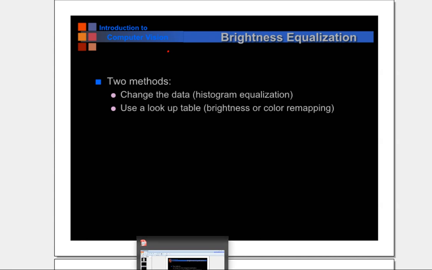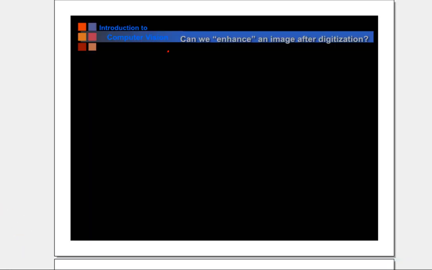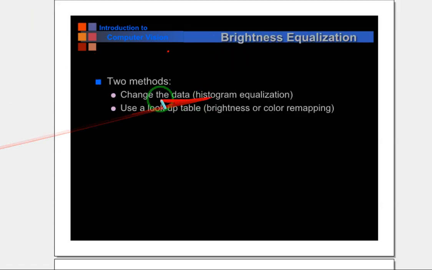Just keep that in mind. And the second is to use a lookup table. We know about the lookup table from the previous class, where we have numbers and how we can increase or decrease them, and so on, for brightness or color remapping. Once you know these two things, we can answer this: can we enhance an image after digitization? Yes. How? We can change the data, or we can use a lookup table. You know about the lookup table from the previous class. If you don't remember, go through the slides and watch it.